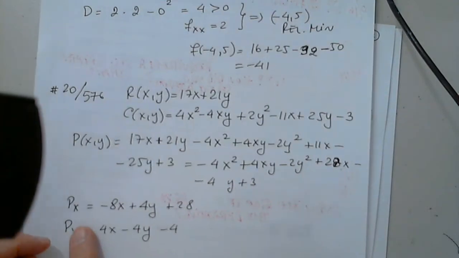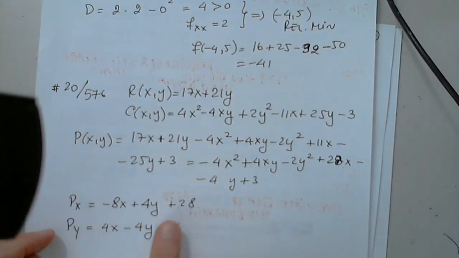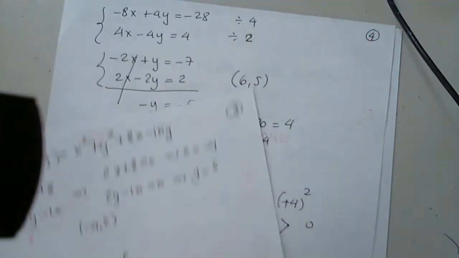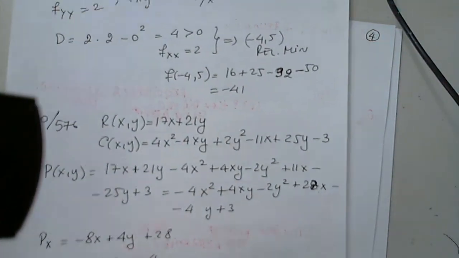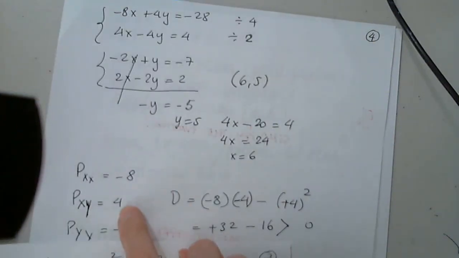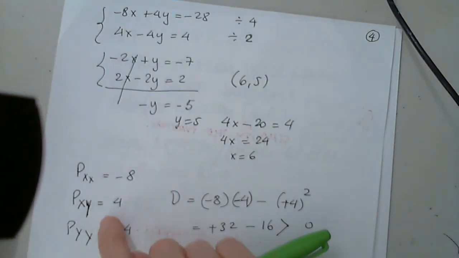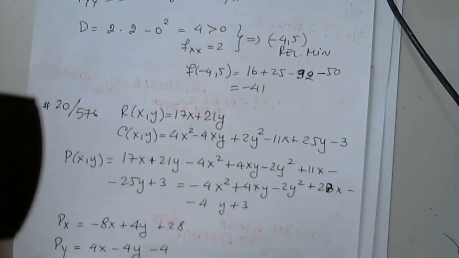Now I have to find pxx. So this is px. I have to differentiate it with respect to x. No x, no x. So it's negative 8. Pxy. No y, no y. So it's 4. And then I have to differentiate pyy. So py with respect to y is negative 4. No y, no y. Negative 4.